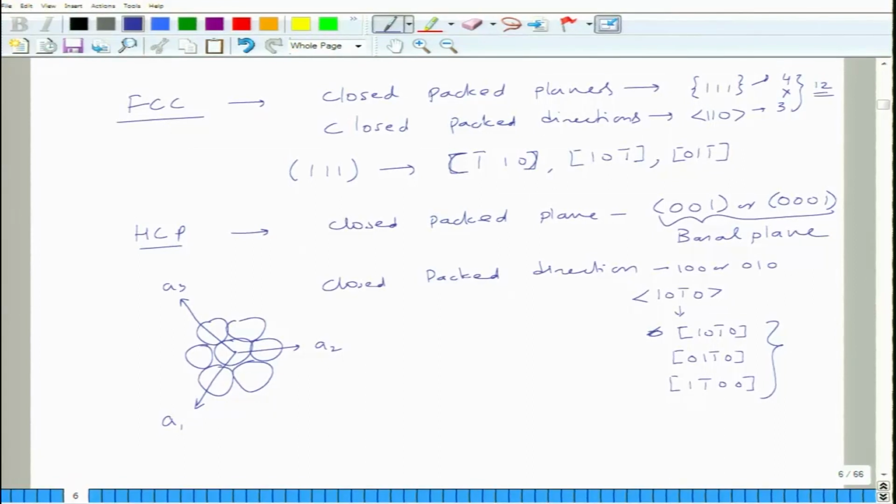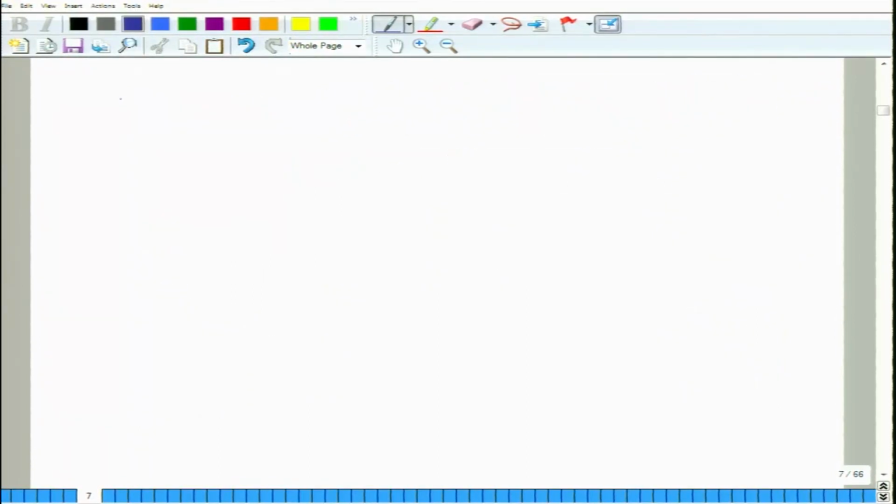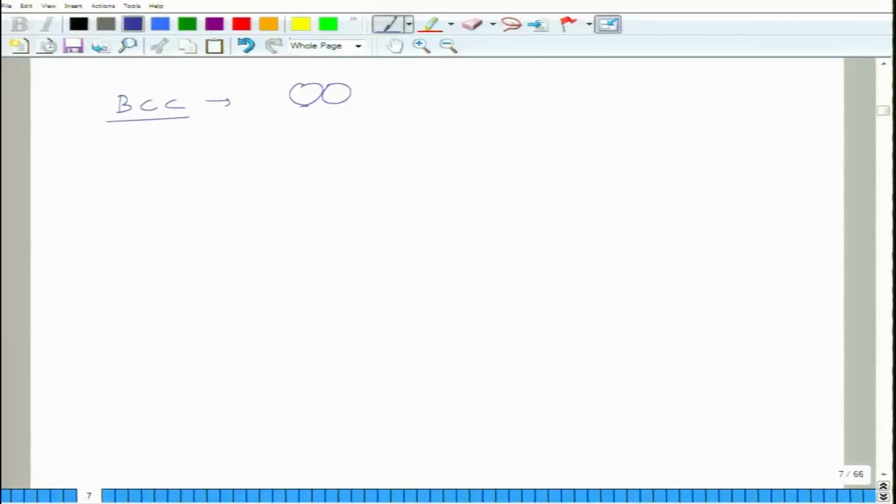Okay. Now, in case of BCC, there is no close packed plane. The plane which has the highest density of atoms is like this. So, there is no close packed plane, but there is a close packed direction, all right. Sorry, not this. Let me just draw the BCC cell again. So this is the BCC cell.